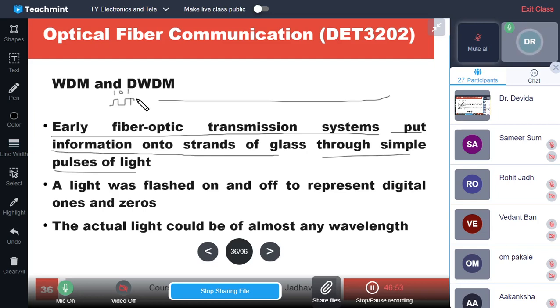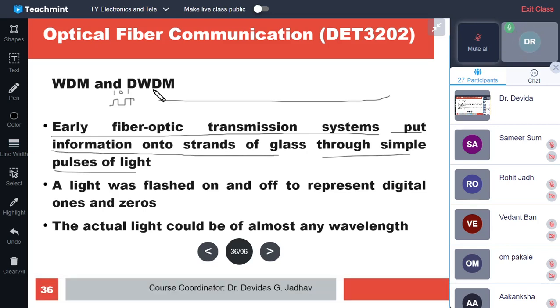The light source is switched on and off; the intensity of the light source is changed. One intensity is assigned for one digit, and another level of intensity is assigned for the other digit. Whenever the receiver receives one intensity level, it assumes that this digit is transmitted, and when it receives the other intensity level, it assumes that 0 is transmitted. It is decided by the designer.